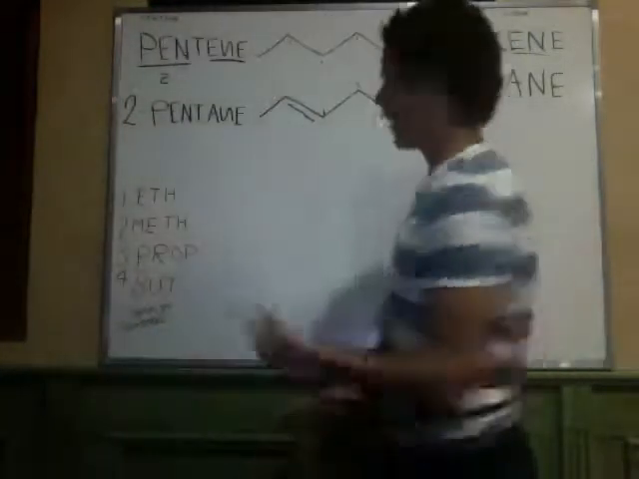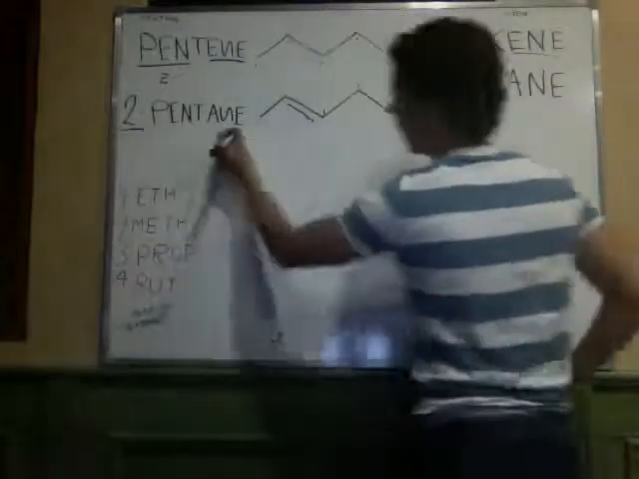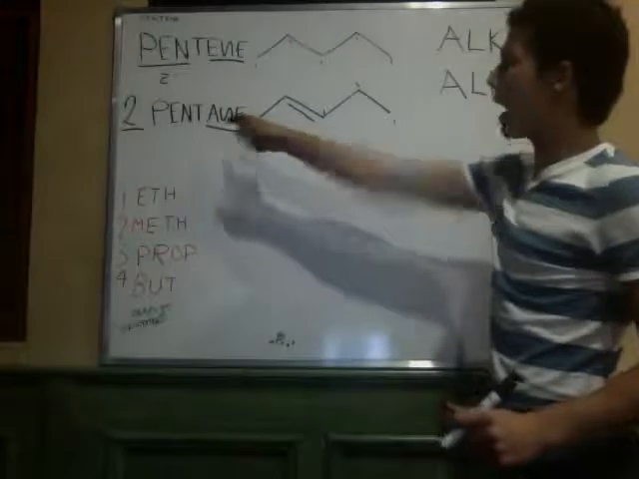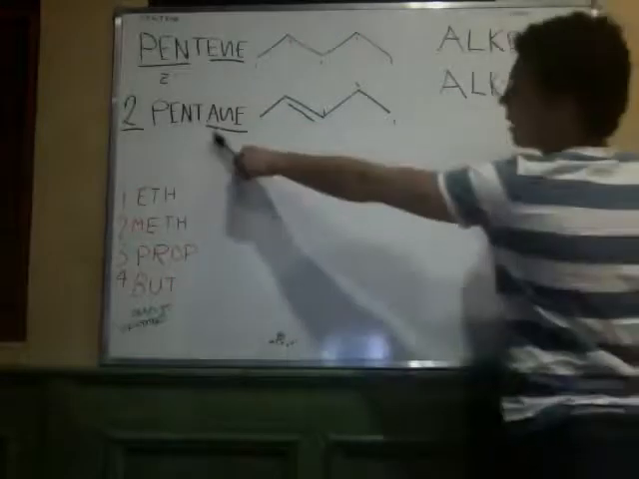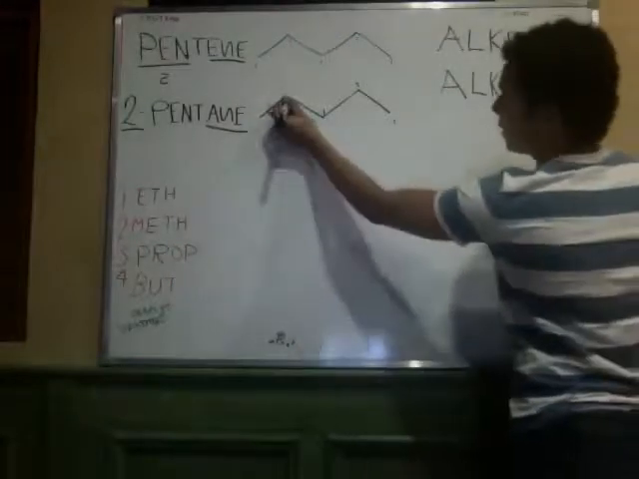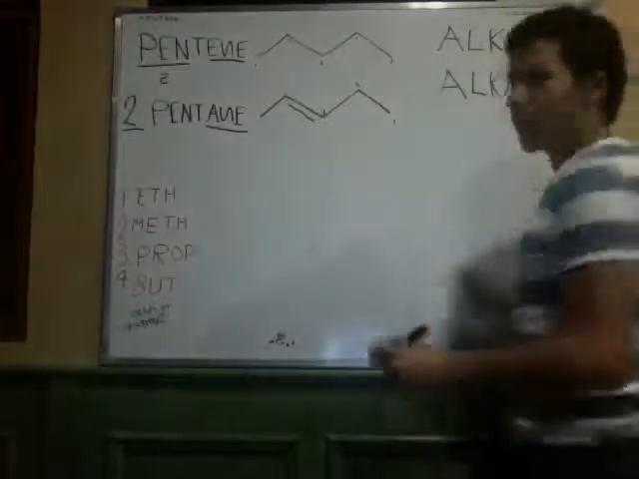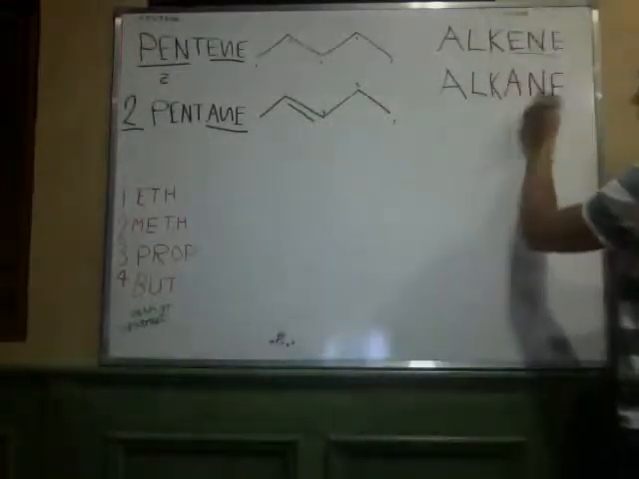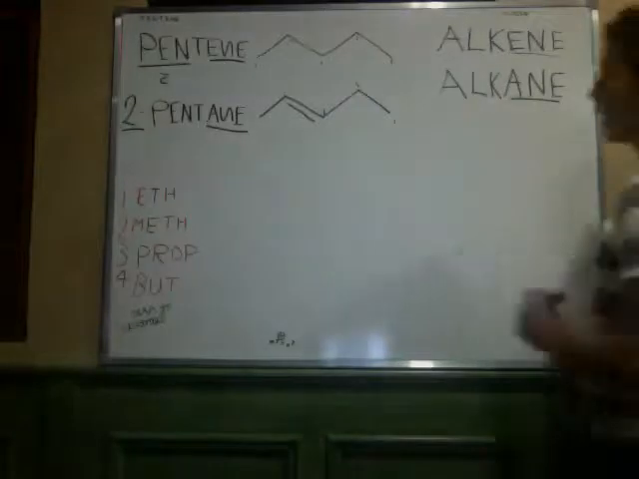Here, all I changed was the 2 and the ending, pentene. The reason why the ending changed is because by it having a double bond, it converts automatically into an alkene. Here, the ending is also really important.